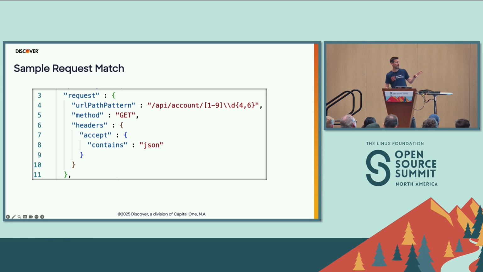Let's say I have an API that's getting account information. So it's /API/account, and I want to map on anything that starts with a 1 through 9, and then is between 4 and 6 digits after that. And then it has to be a GET method, and it has to have an Accept header that contains the word JSON. So this is a simple example here.